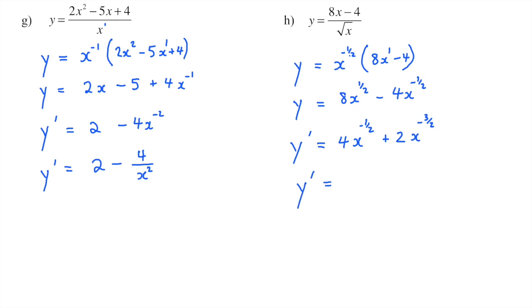Let's put it back into the form that it was written in. It becomes 4 over x to the power of a half, which I know is square root x, plus 2 over x to the power of 3 over 2, which I know is square root of x cubed. And there is your answer. So they're quite challenging, but with practice, they'll become manageable.